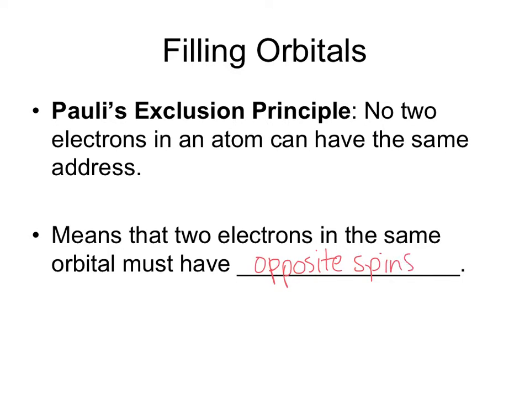Really what this means is that the electrons, they're kind of like the Earth. The Earth has its axis that it spins around, okay, along with the sun that it rotates around, okay? Electrons have their own spins, plus they're rotating around the nucleus. And so if they're in the same orbital, they have to have opposite spins.